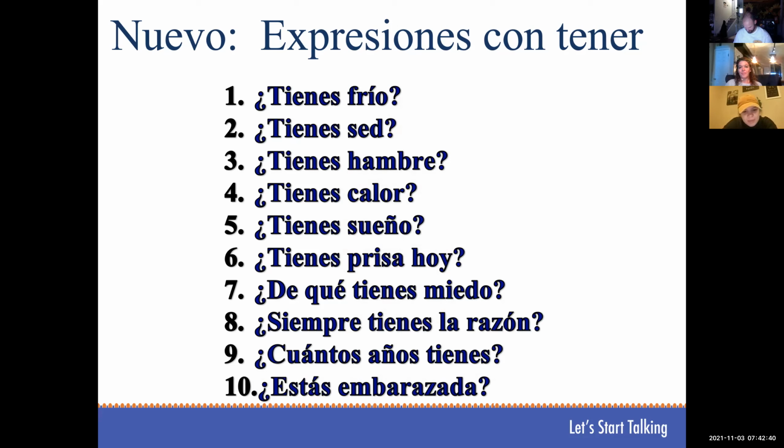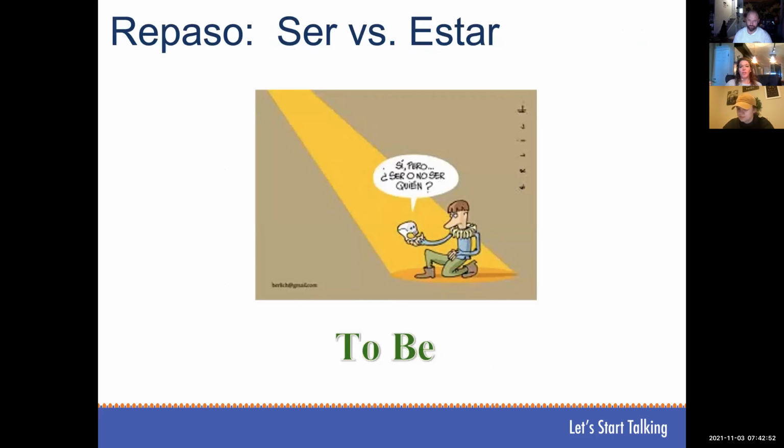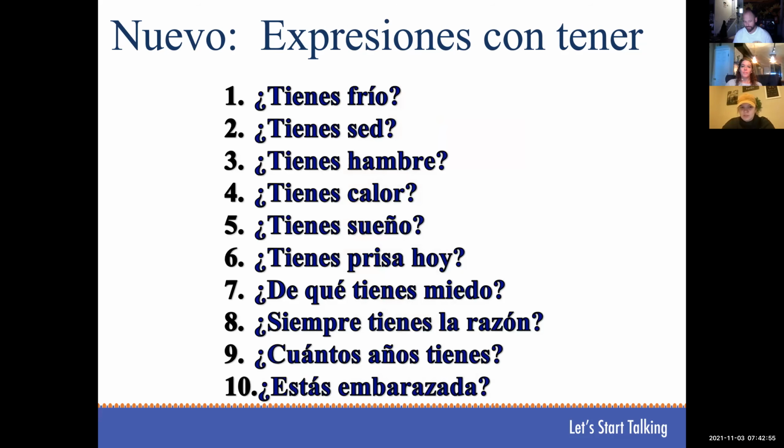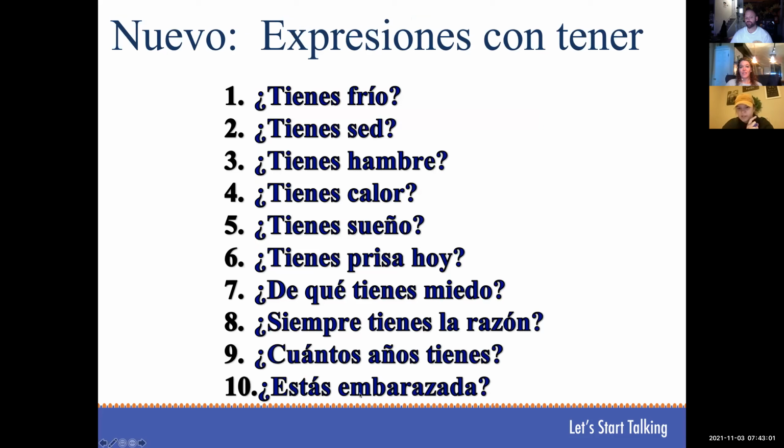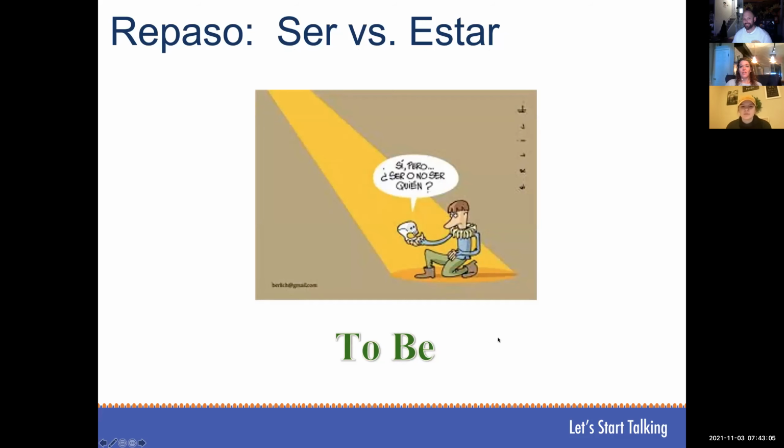¿Estás embarazada? No, no estoy. Oh, would that be estoy embarazada? Yeah, estoy embarazada. No estoy embarazada. Yeah, so that's are you pregnant? But this one wasn't to have. Yeah, exactly. Okay, to be or not to be. Ser o no ser.